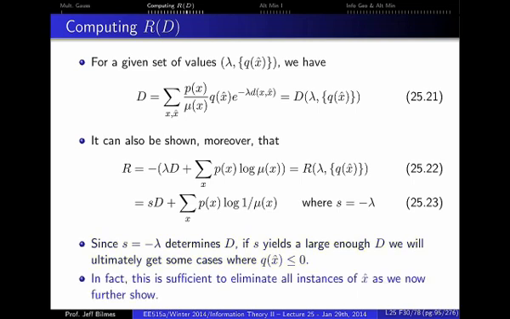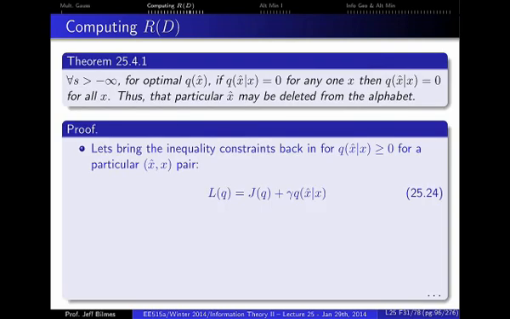Okay. Again, that follows from KKT. So here's the formal statement of the theorem. It says basically, for all slopes greater than negative infinity, and for the optimal q of x hat, if q of x hat given x is equal to 0 for any one x, then it's true for all x. So notice a code word turns off altogether, not just based on one particular x. And therefore that x hat, that code word, can be completely deleted from the alphabet.